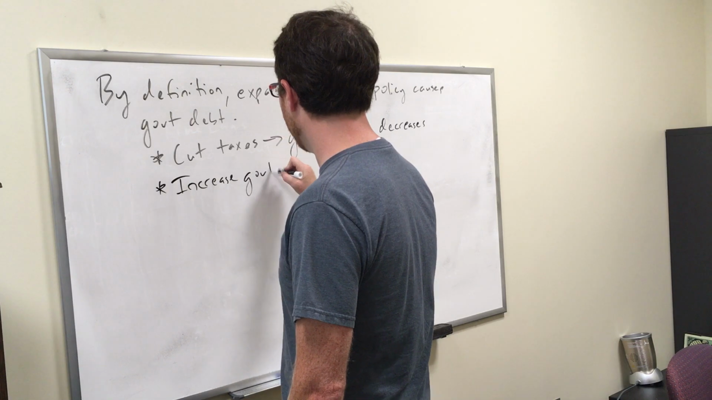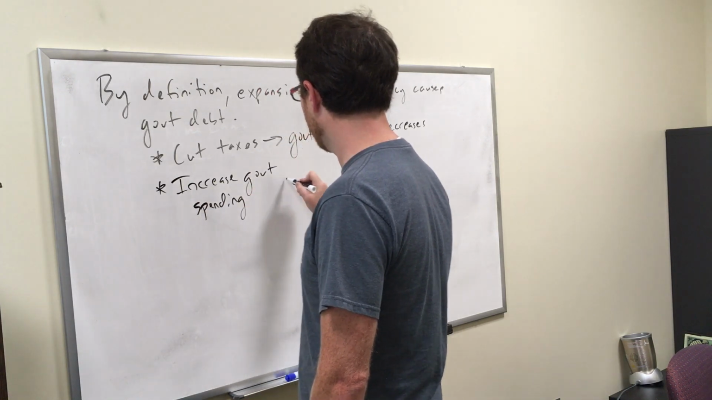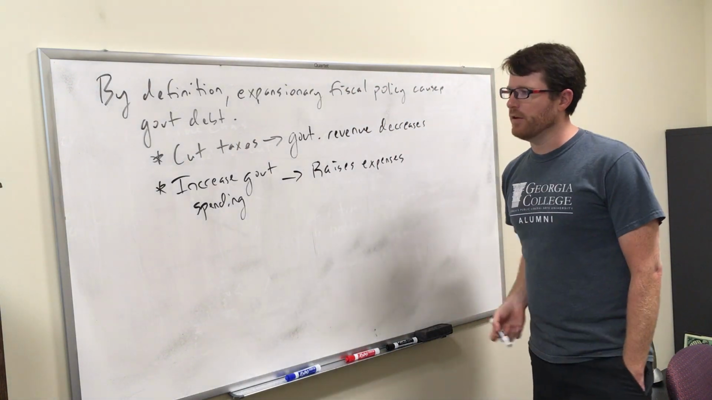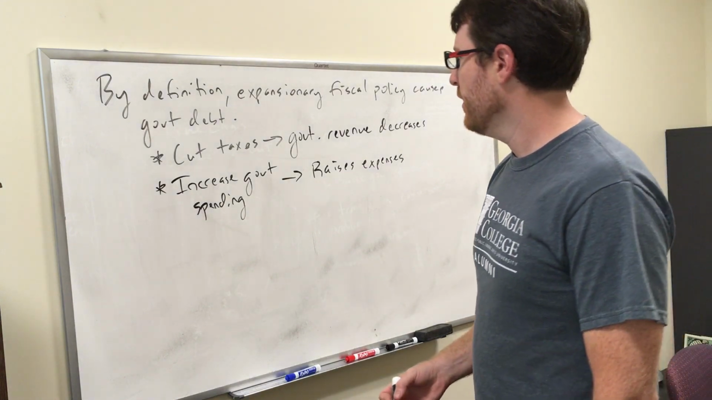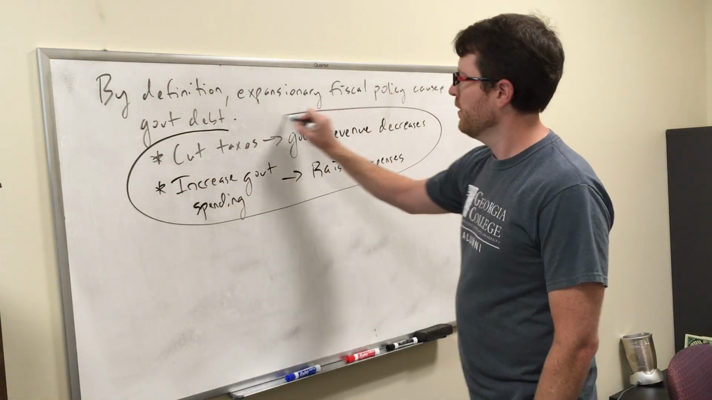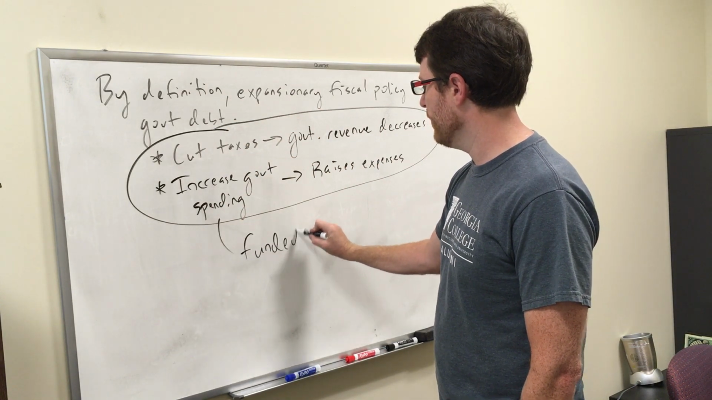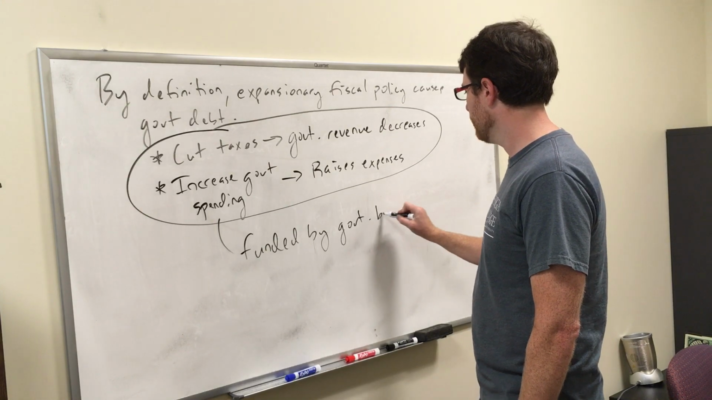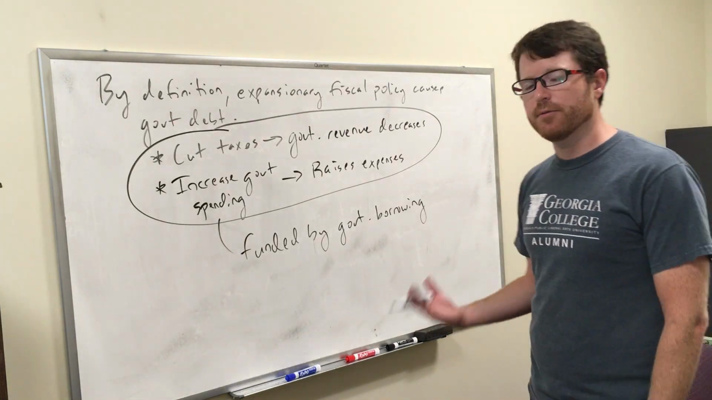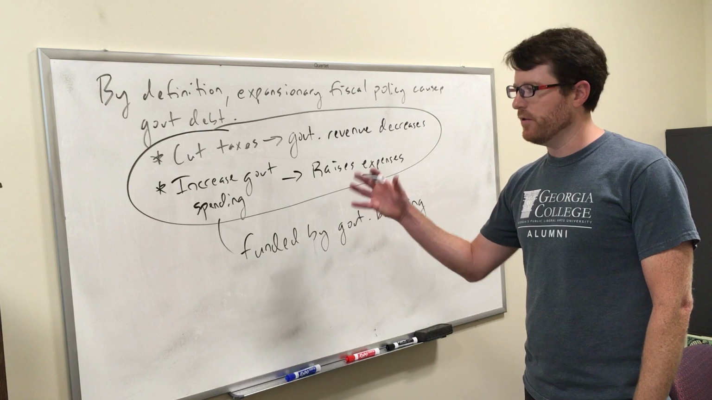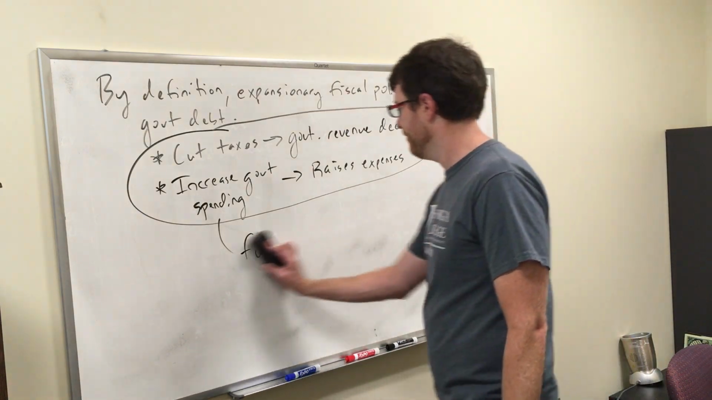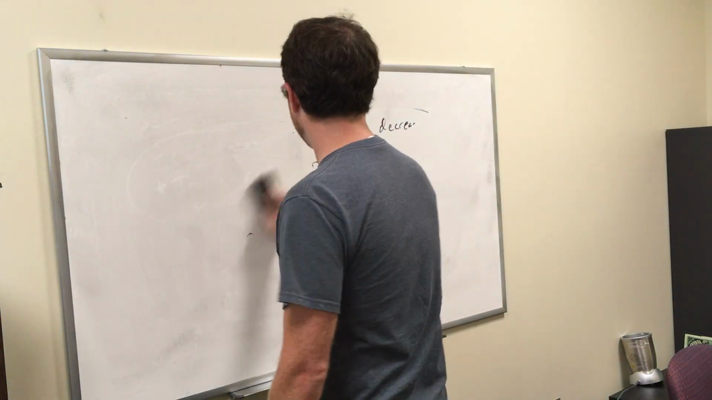Likewise, if we increase government spending, that raises expenses. So both of those activities are going to increase governmental debt. And in fact, our government is tremendously in debt. These actions that the government is taking are funded by government borrowing. So it's through expansionary fiscal policy that a government can get itself in some trouble because our government has been borrowing a lot of money to fund expansionary fiscal policy. Okay? So let's see how much debt we're in. Our debt is growing very quickly.